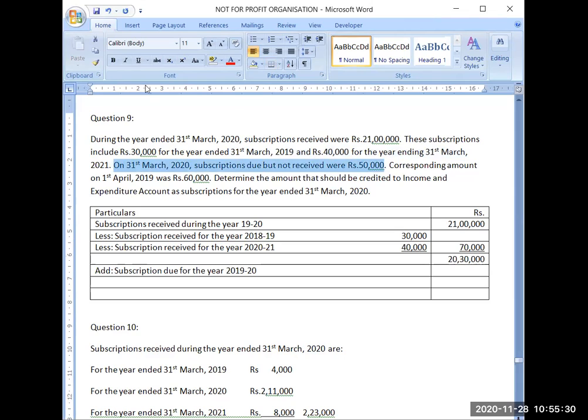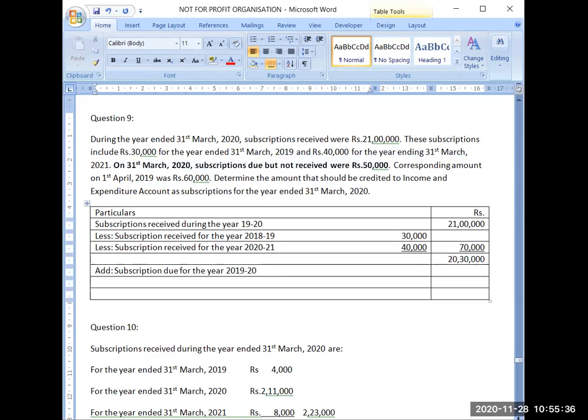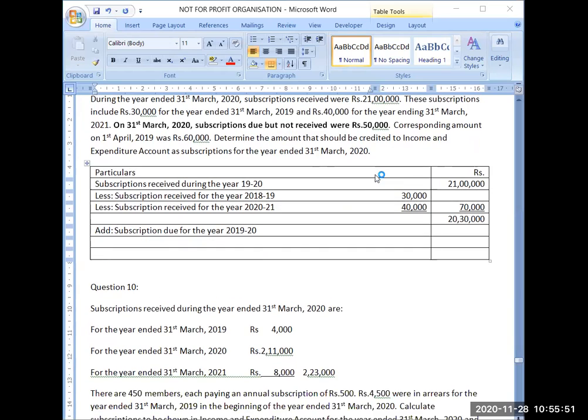Now see this sentence. It is saying, on 31st March 2020, subscriptions due but not received. Subscription due but not received means again outstanding subscription, or you can say subscription receivable, rupees 50,000. And this is the position of subscription outstanding as on 31st March. But what we need is subscription due for the year. The words here are for the year. Means we need totally current year outstanding only.